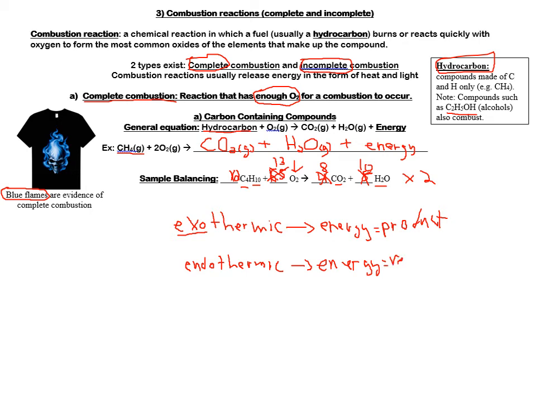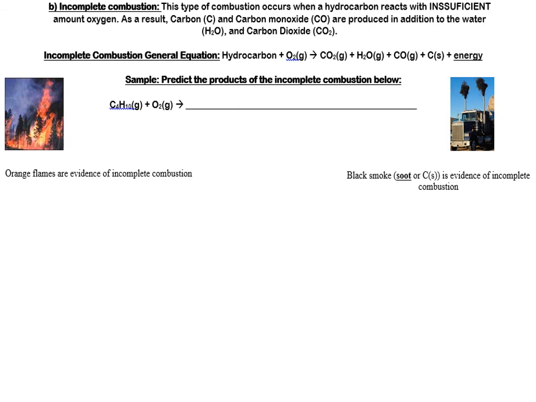So the other type of combustion reaction that we're going to see is called an incomplete combustion. So for the incomplete combustion, you still have a hydrocarbon, and it's still reacting with oxygen. It's just that now you have insufficient oxygen being used. It's an incomplete burn because you have insufficient oxygen. So when you see that keyword insufficient oxygen, then you know you have an incomplete combustion.